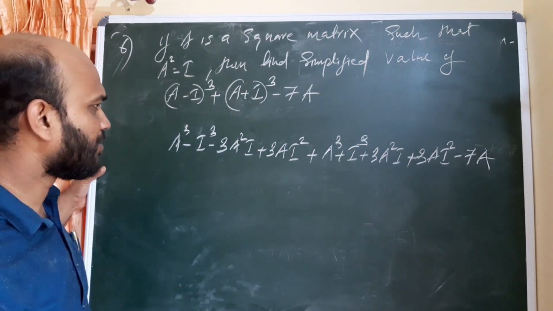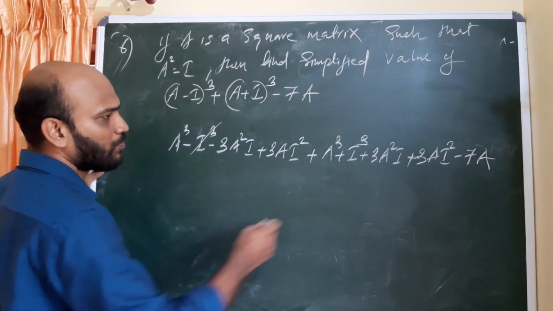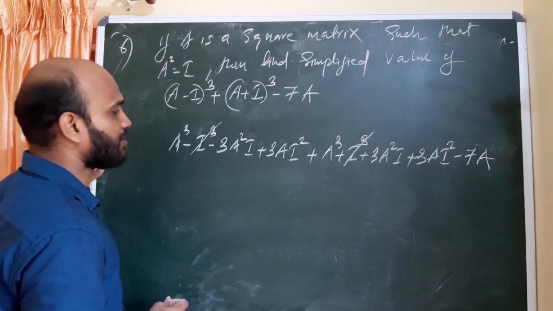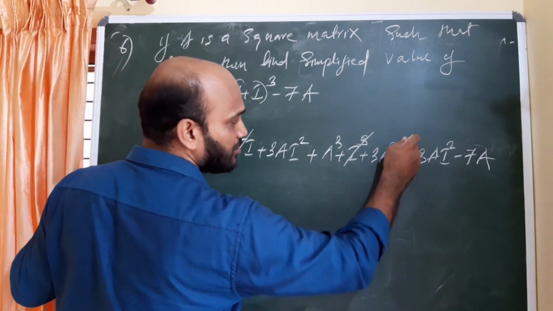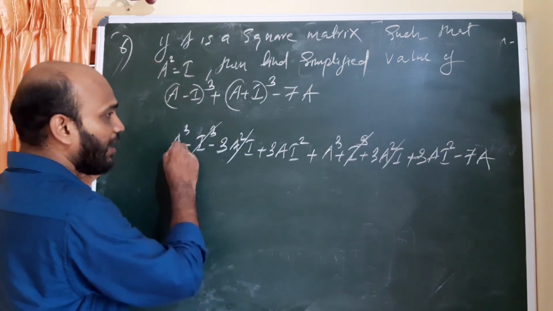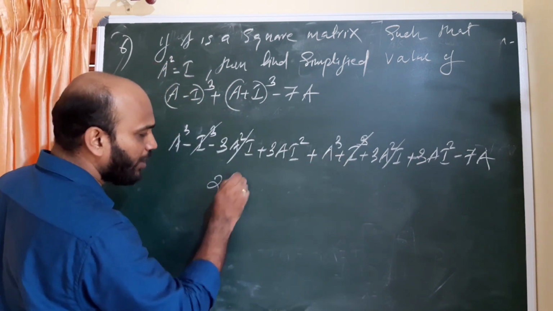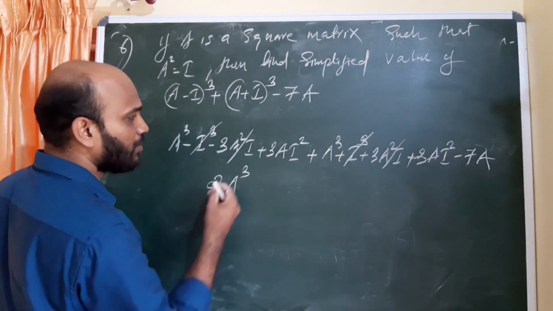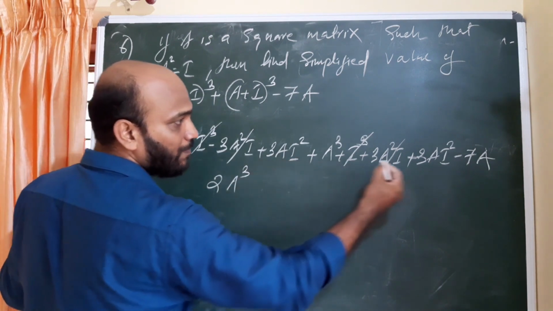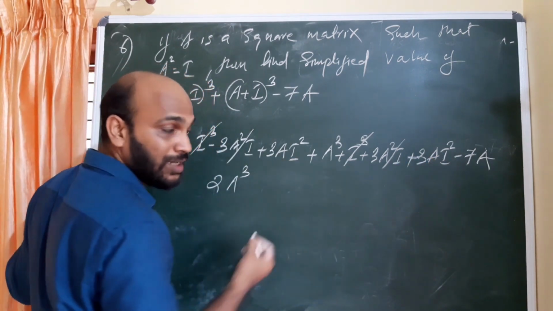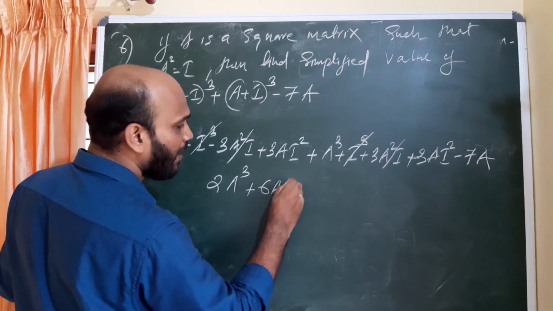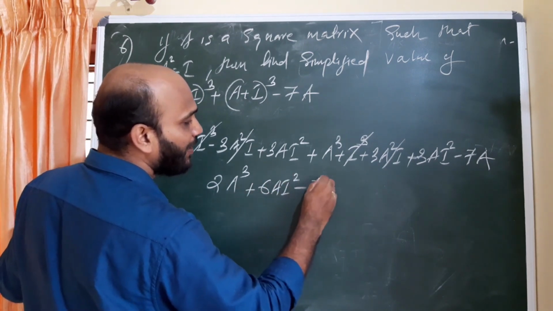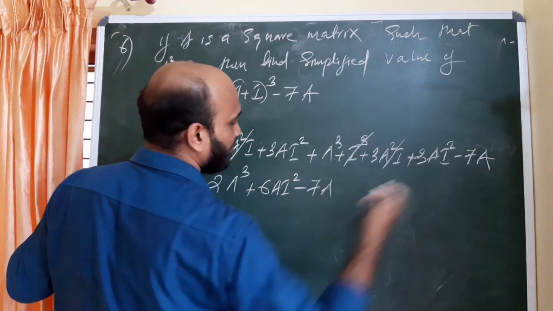Now we can cancel similar terms. Minus I cube plus I cube we can cancel. Minus 3A square I plus 3A square I we can cancel. A cube plus A cube, that is 2 into A cube. 3A I square plus 3A I square, similar terms we can add. This will be equal to 6 into A I square, minus that 7A.